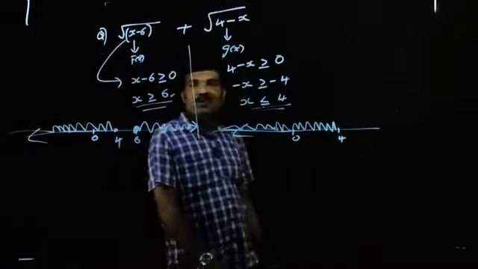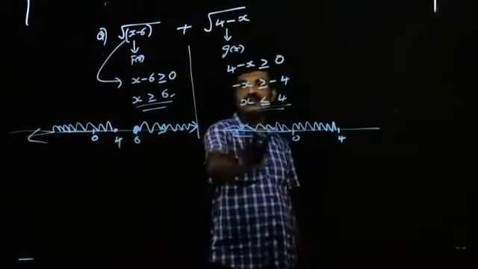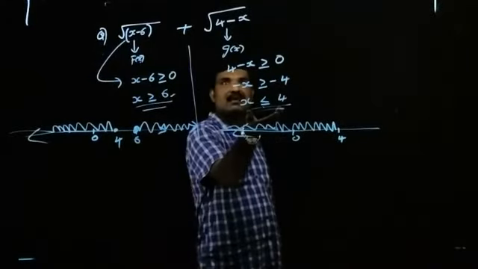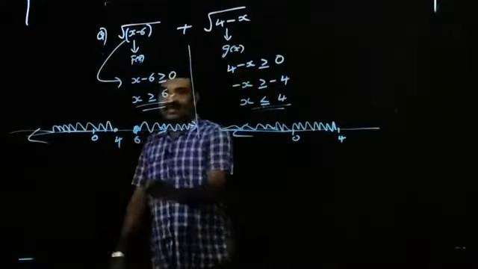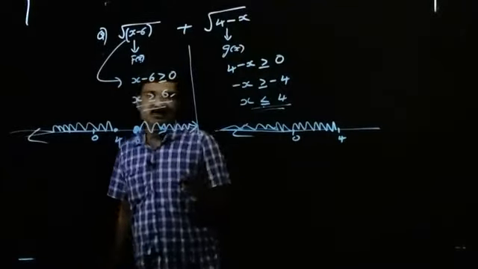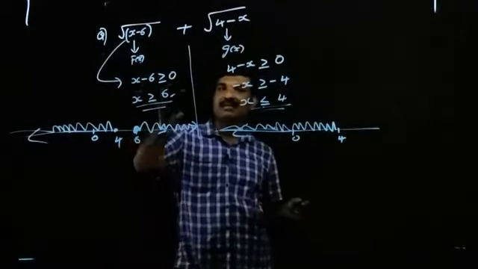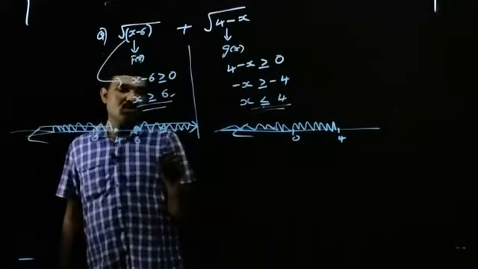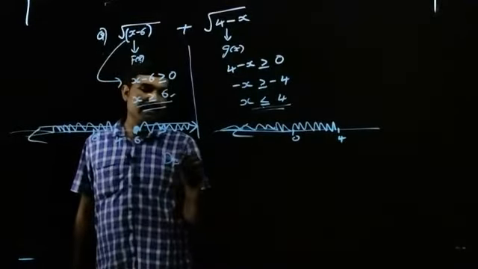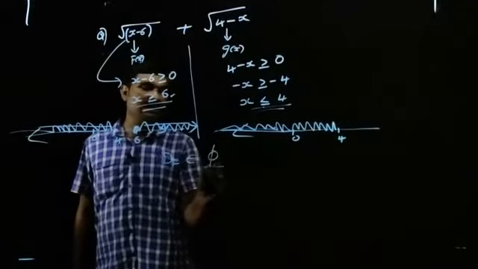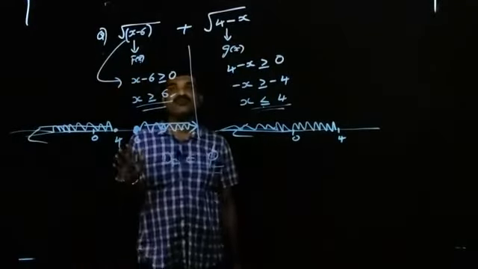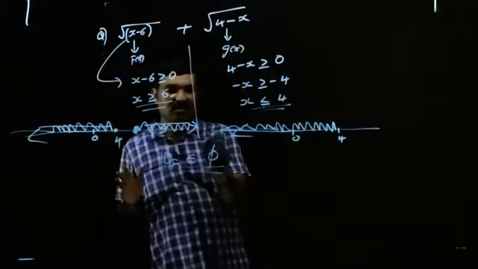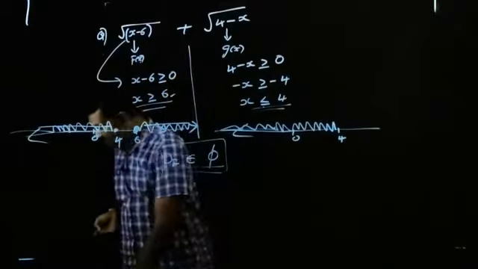So the domain of this function is the intersection of both: x should be greater than or equal to 6 and x should be less than or equal to 4. There is no common region, so there is no x satisfying both conditions. So the domain is the null set. That is, there is no value of x satisfying these two conditions. So the domain of this function is a null set.